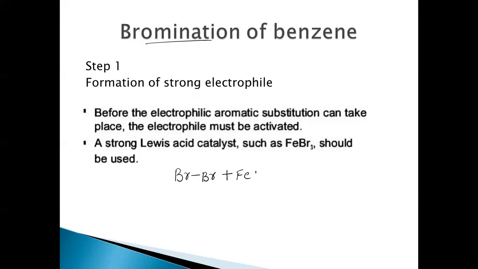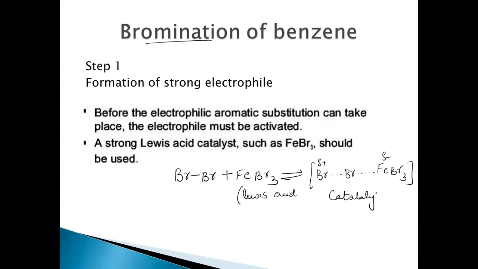We are making use of the Lewis acid catalyst like FeBr3, right? This is a Lewis acid, which can accept electrons. Here, it will accept the electrons from this Br2, resulting in the formation of a catalytic intermediate, with a partial negative charge here and a partial positive charge on one of the bromine atoms. This is called a catalytic intermediate, which is being formed here.